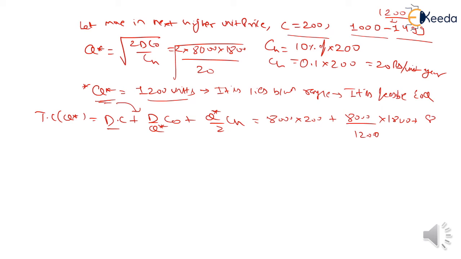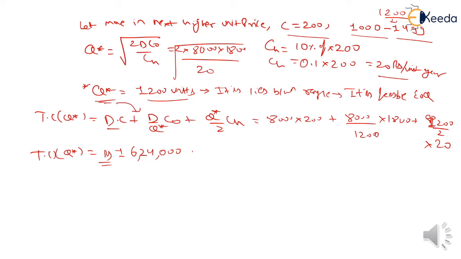Q star is 1200, so 1200 upon 2 into CH. How much is your CH? CH is 20. Calculate this equation, and how much is the total cost corresponding to the feasible EOQ? The total cost corresponding to the feasible EOQ is 16,24,000 rupees.